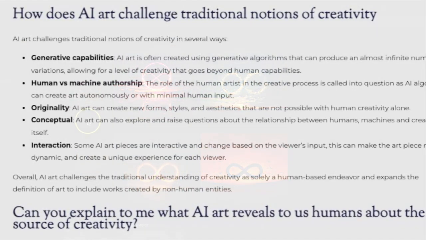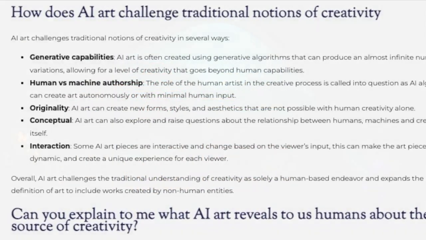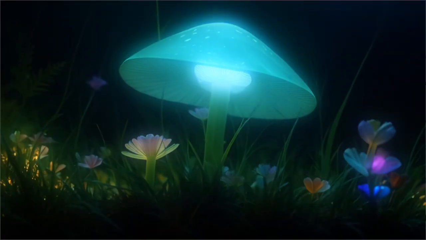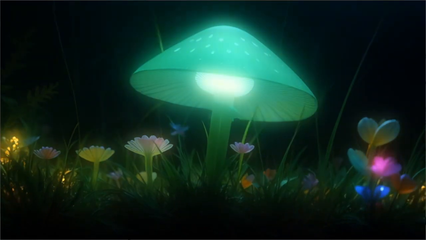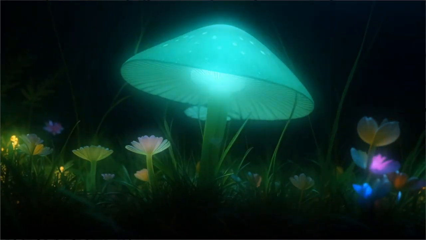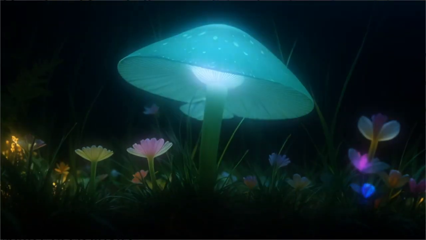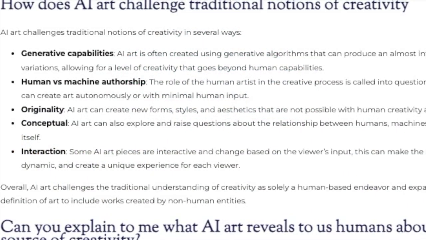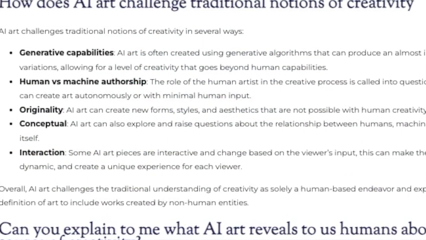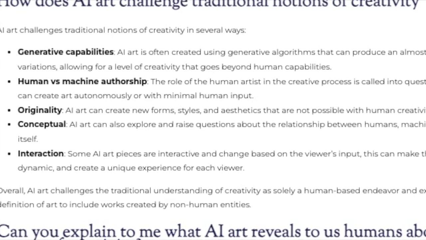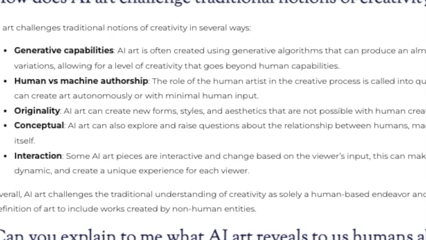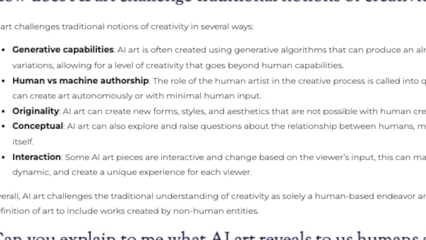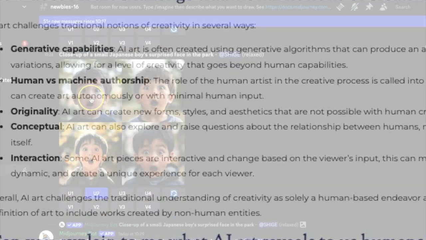Human versus machine authorship. The role of the human artist in the creative process is called into question as AI algorithms can create art autonomously or with minimal human input. Originality. AI art can create new forms, styles, and aesthetics that are not possible with human creativity alone. Conceptual. AI art can also explore and raise questions about the relationship between humans, machines, and creativity itself.